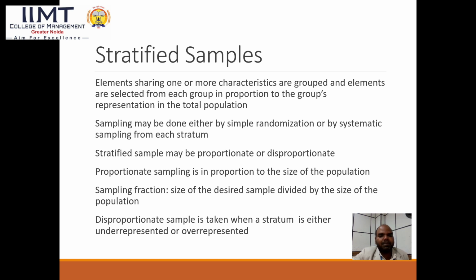Stratified samples may be proportionate or disproportionate to the related population. Proportionate sampling is in proportion to the size of the population. Sample fraction is the size of the desired sample divided by the size of the population. A disproportionate sample is taken when a stratum is either under-represented or over-represented. Then we choose a disproportionate sample.